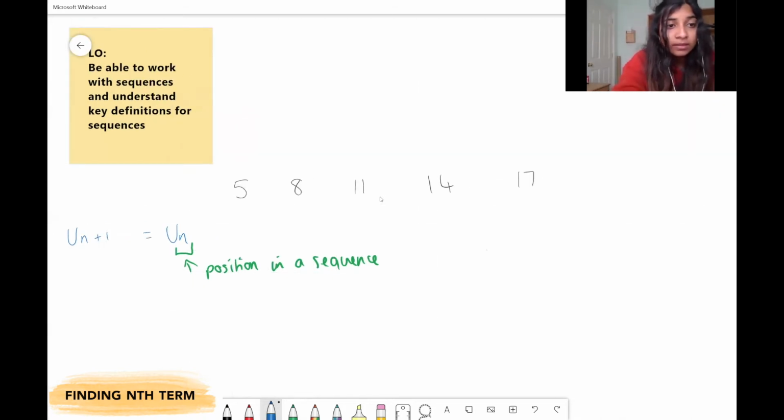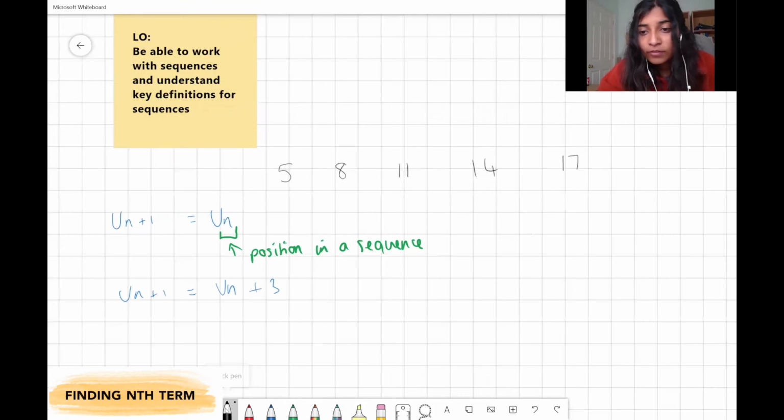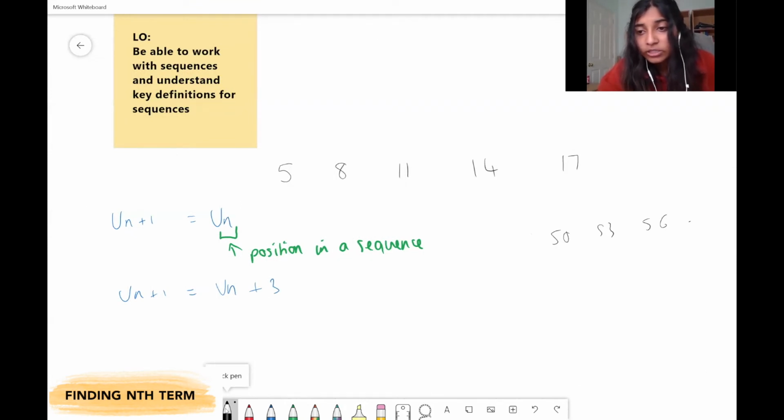So u n plus 1 is equal to the term before it in the sequence plus 3. If we're going from 5 to 8, u n plus 1 is 8, and u n is the term before that, so it's 5. You just have to add 3, so it'll be u n plus 3. But that's not all, because u n plus 1 equals u n plus 3 could be any sequence. It could be 50, 53, 56, etc. We need to specify what the first term in your sequence is.